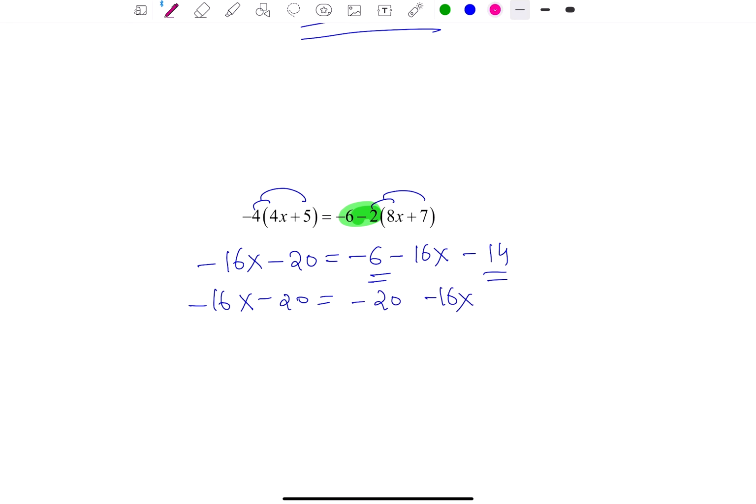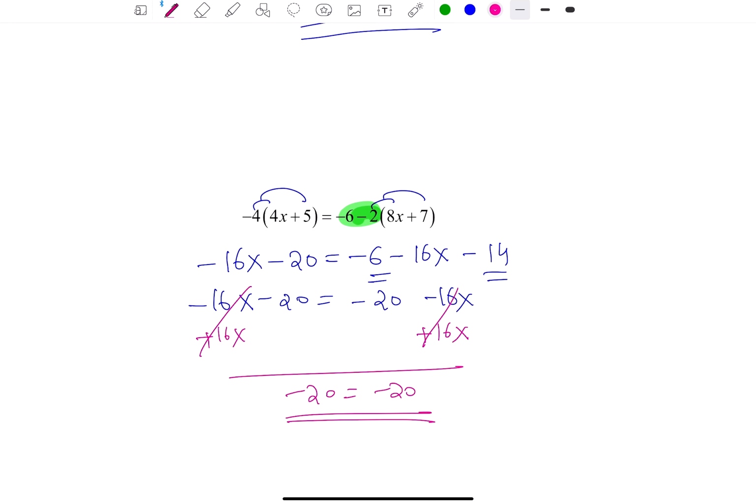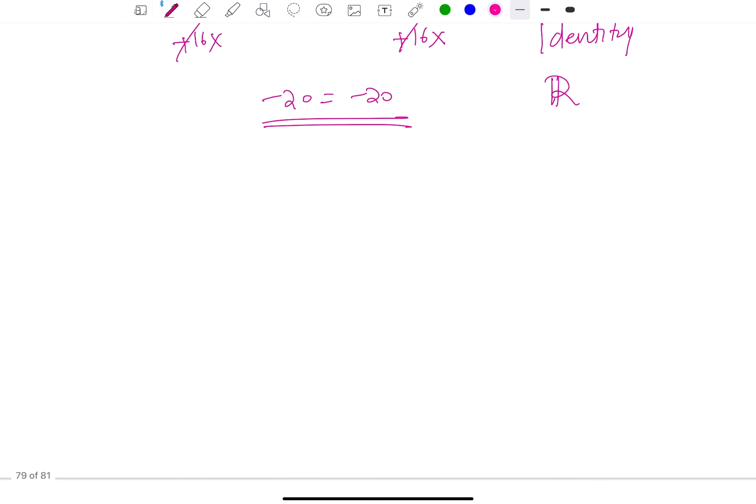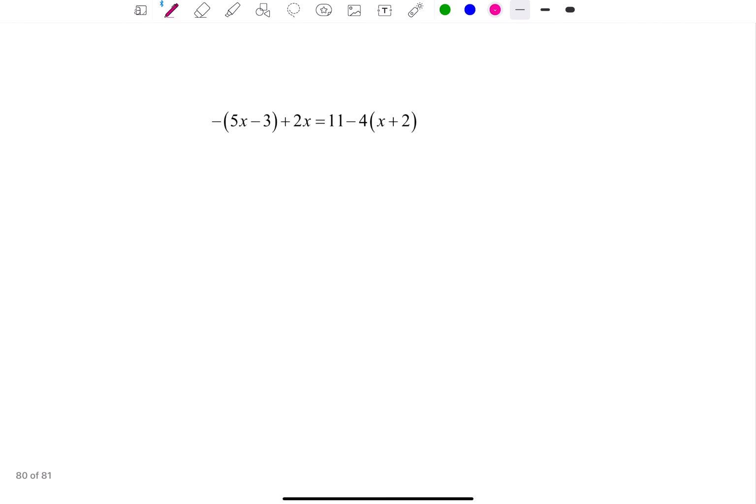If I bring the variables to one side, I would be adding 16x to both sides. You can already see where it's headed. Negative 20 is equal to negative 20 all the time. So that means this equation is an identity, and the solution here is all real numbers. We can plug in any value for the variable x. The left and right hand side are going to equal each other. Let's see another example.